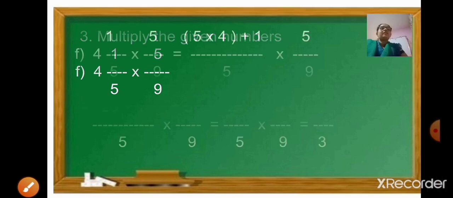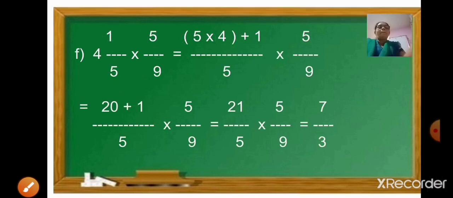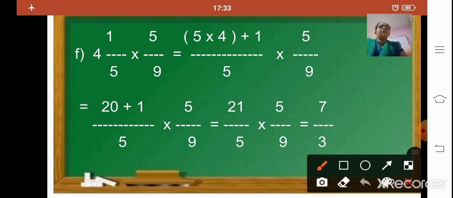Here in the next slide, I've shown you the working. So first, the first fraction I have converted into an improper fraction, that is 5 4s are 20 plus 1 upon 5, that will give you 21 upon 5. Now 5 upon 9 is multiplied by 21 upon 5. So this 5 and this 5 get cancelled.